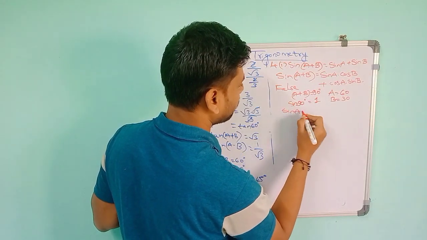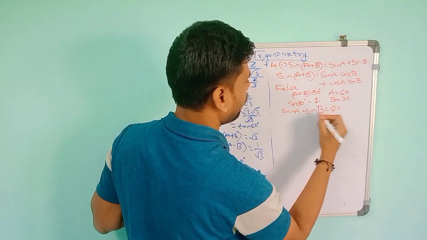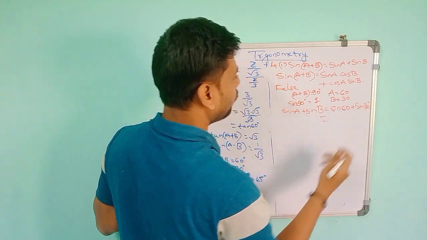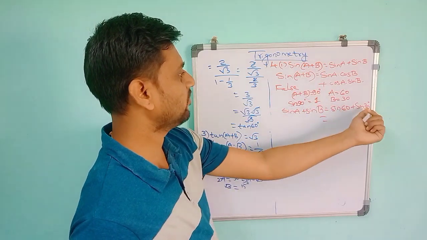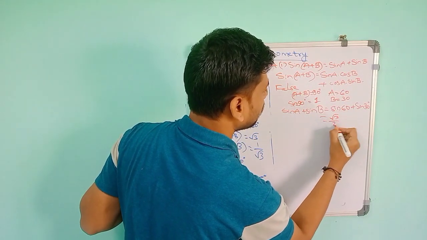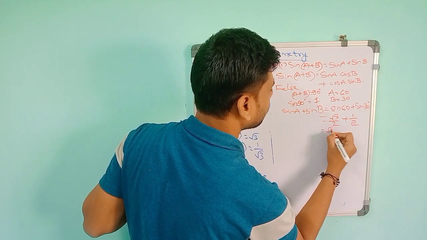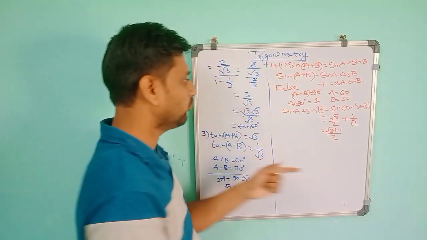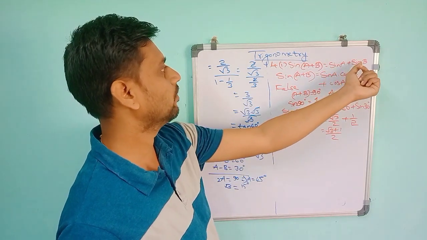sin A plus sin B, put the values: sin A is sin 60, and sin B is sin 30. The value should come 1 because sin of A plus B is 1. So sin A plus sin B should also be 1; then only it is true. Sin 60 is root 3 by 2 plus sin 30 is 1 by 2, so it will be root 3 plus 1 by 2. Root 3 plus 1 by 2 is not equal to 1, so the formula sin A plus sin B is wrong.